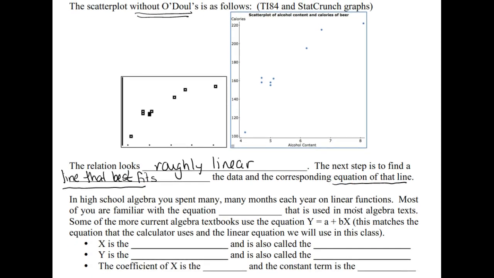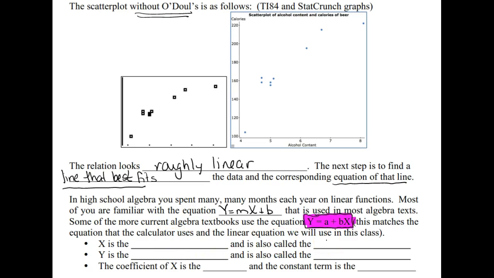In high school algebra, you spent many months every year on linear functions. Most of you are familiar with the equation y equals mx plus b, which is used in most algebra texts. Some of the more current algebra textbooks use the equation y equals a plus bx. Let's highlight that to find later. This matches the equation that the calculator uses and the linear equation that we're going to use in this class.